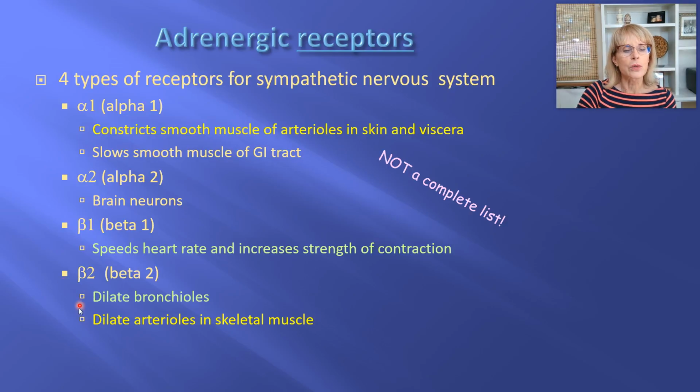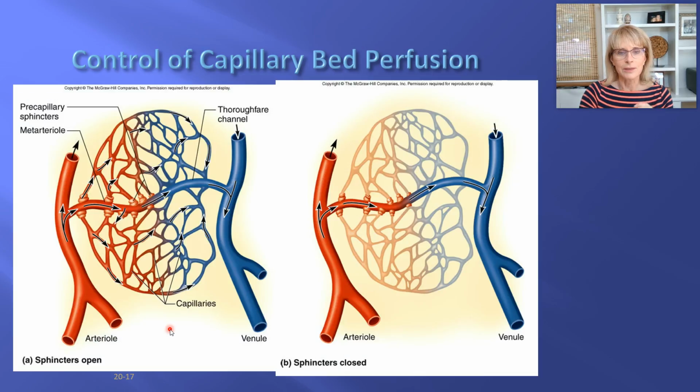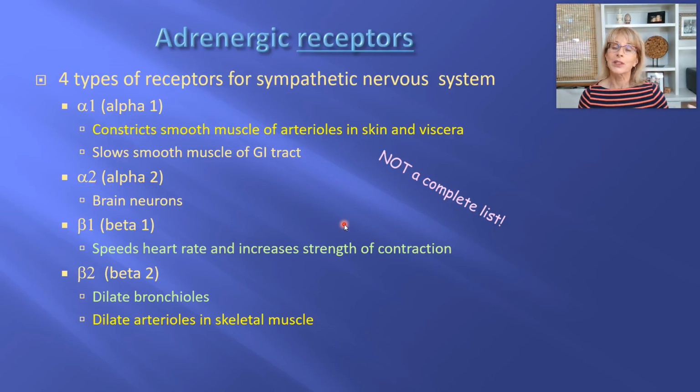But those beta 2 receptors can also cause the smooth muscle in the arterioles of skeletal muscle to relax. When you have adrenaline running through your body, more blood goes running through the capillaries of your muscles because adrenaline, epinephrine, is going to bind to the beta 2 receptors. They're in these little cells right there and cause them to relax. And when they relax, more blood goes running through.